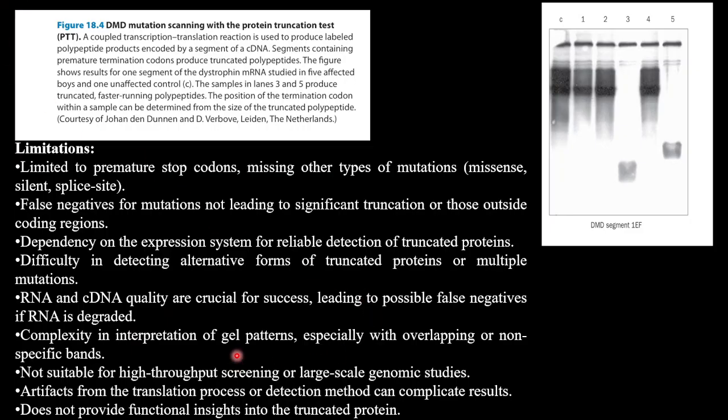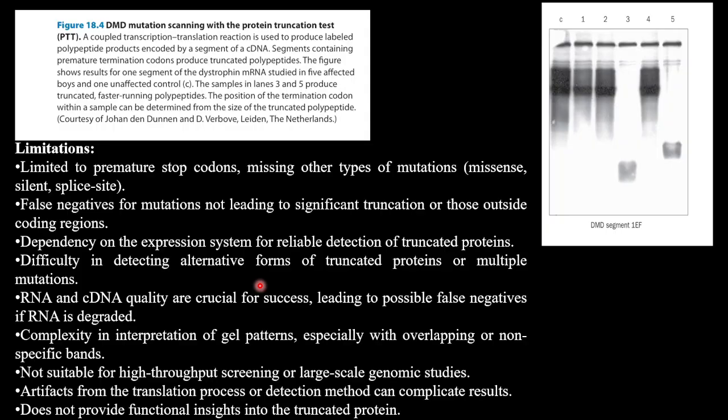Complexity in interpretation of gel patterns, especially with overlapping or non-specific bands. It is not suitable for high throughput screening or large scale genomic studies, and it does not provide functional insights into the truncated proteins. It will not identify if it is having carbohydrate, if it is a glycosylated protein, so what kind of protein it is, you cannot identify them. So that's all about today's lecture.